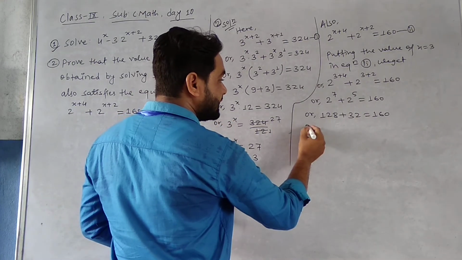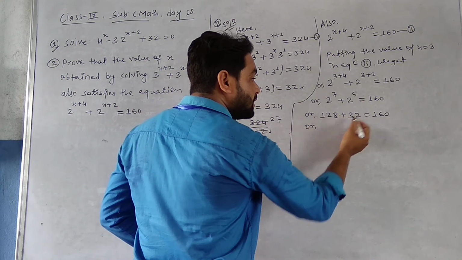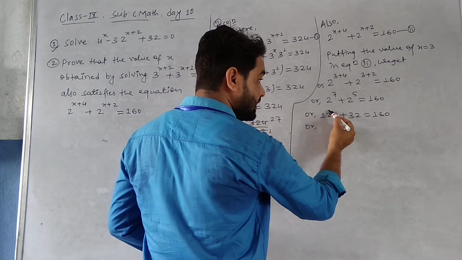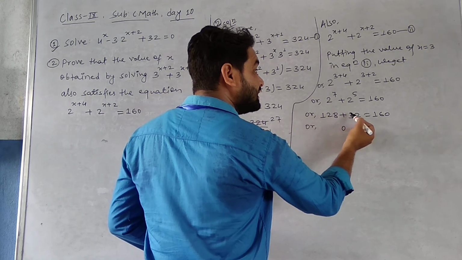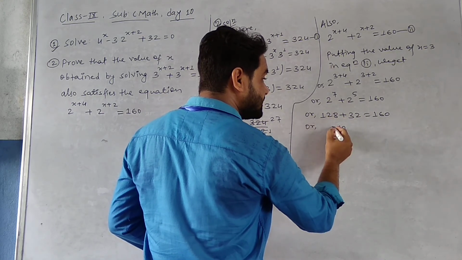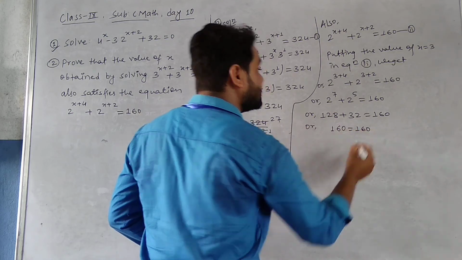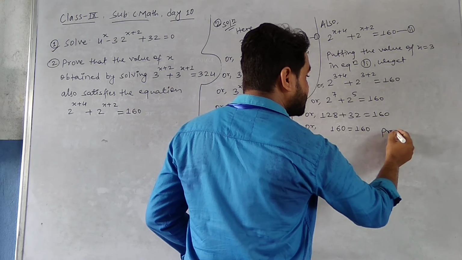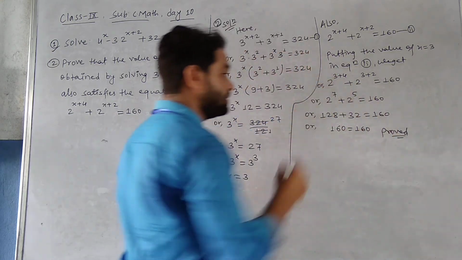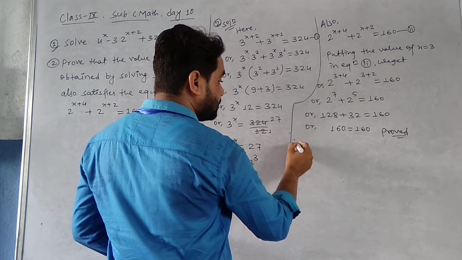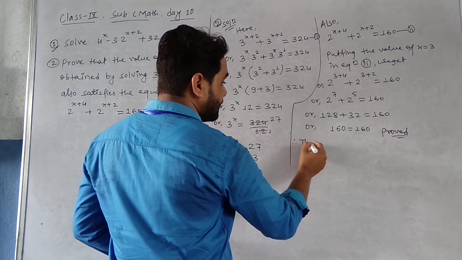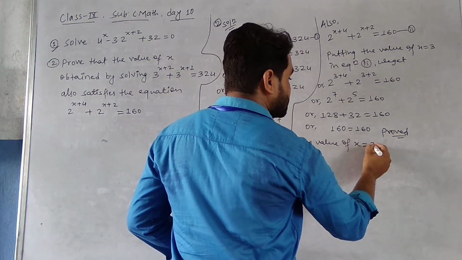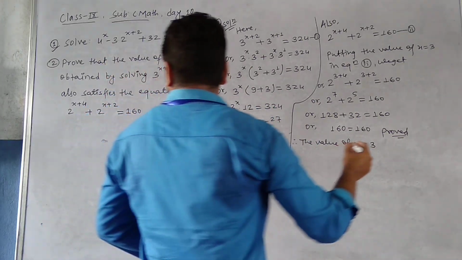So we can write 2 power 7 means 128 plus 2 power 5 means 32 equals to 160. Let's add this. 8 plus 2 is 10, 0 carry 1, 1 plus 2 is 3, 3 plus 3 is 6, and 1 is here. 160 equals to 160. That means this is proved, or satisfied. Therefore the value of x equals to 3 obtained.